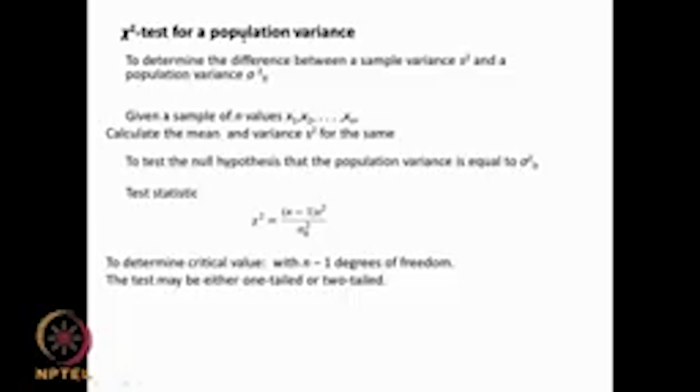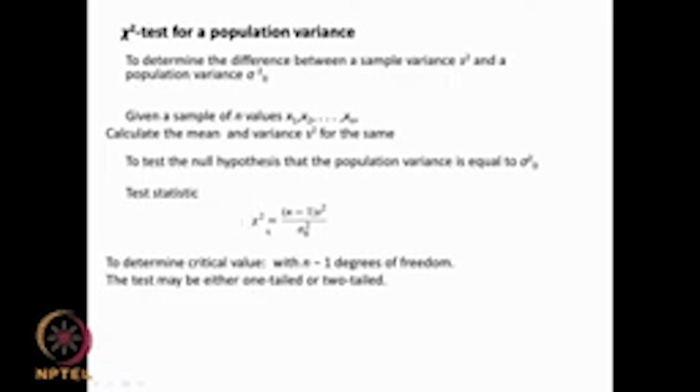So, you can use chi square for a population variance. I have a sample variance, and I want to know whether it comes from that population. So, I have a sample of n values x1, x2, x3 up to xn. I can calculate the mean and variance, S square, for this sample. Now, I want to know whether this S square comes from the population with variance sigma naught square. So, what is the test statistic here? It is n minus 1 times S square divided by sigma naught square, where n is the number of data points. So, this is the test statistic.